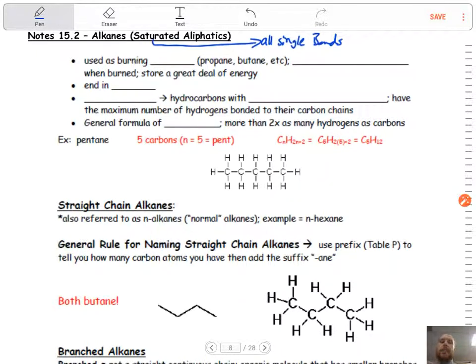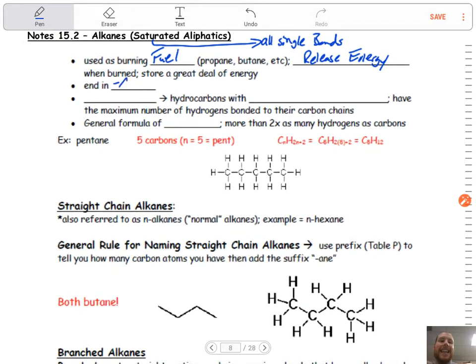So where alkanes come into play, guys, they are used as burning fuels. So something like propane, which, you know, if you have a grill or maybe you heat your house with propane, or butane, like a butane torch, octane, like it's in gasoline. They release energy because they store a lot of energy.